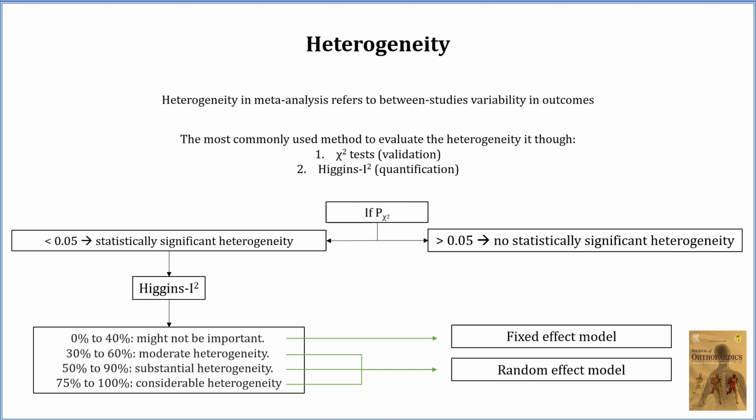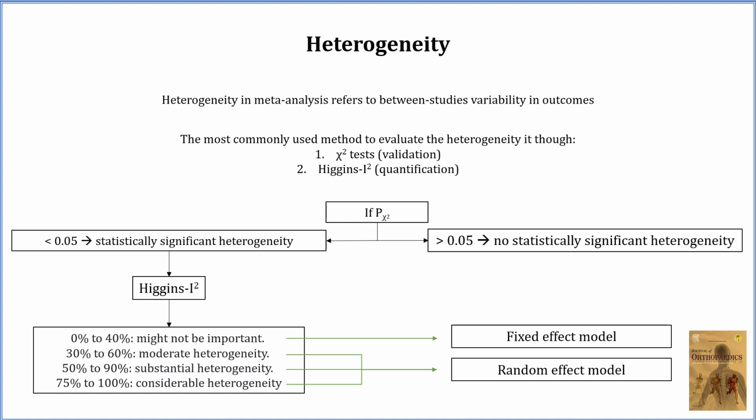Heterogeneity in meta-analysis is important to be evaluated. Heterogeneity refers to between-study variability in outcome. The most commonly used methods to evaluate heterogeneity are the chi-square test and the Higgins I-square test. So, if the chi-square is not statistically significant, it means that there is no statistically significant heterogeneity. If the chi-square test is statistically significant, it means that there is statistically significant heterogeneity. To quantify the heterogeneity, we use the Higgins I-square test.